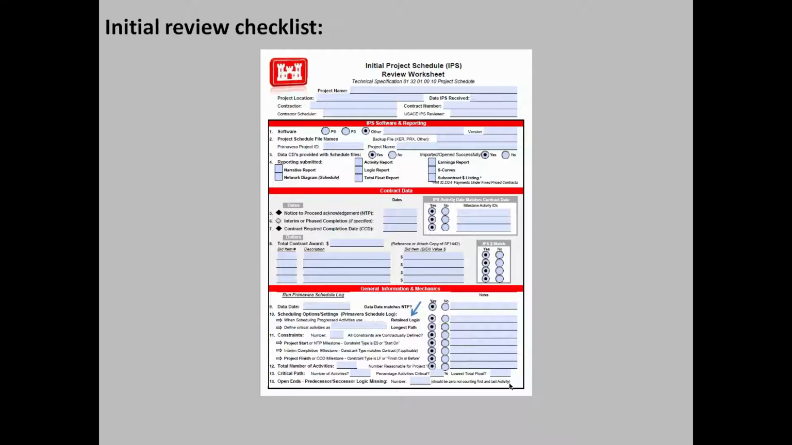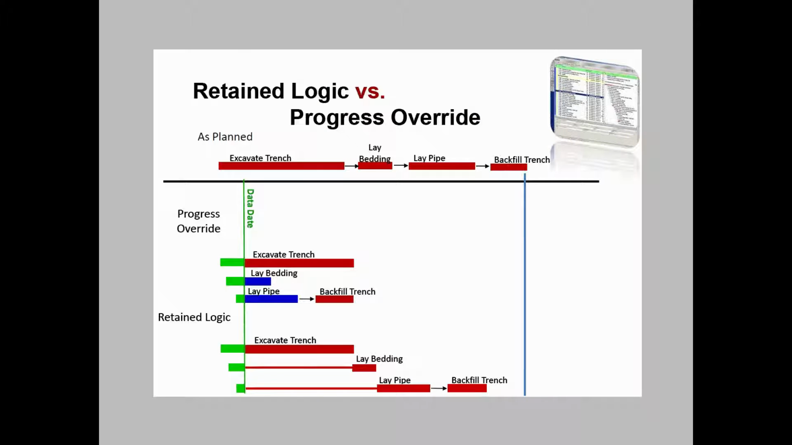Now let's go back and talk about retained logic for a little bit. That's something we just tell people: make sure that you're not using progress override, that you're using retained logic. So what do we mean by that? On this slide, the contractor's plan is to excavate the trench, then lay the bedding, then lay the pipe, and then backfill the trench.